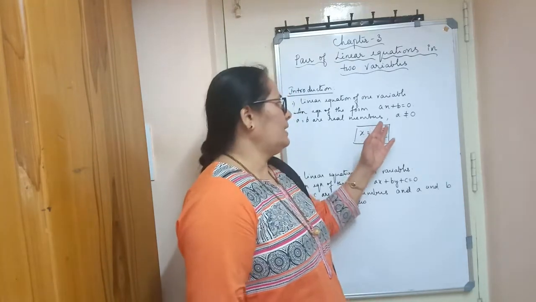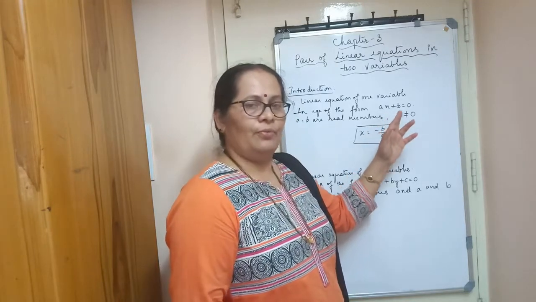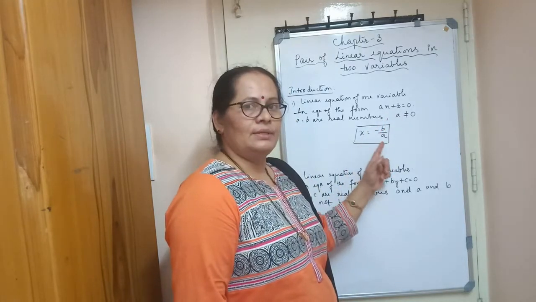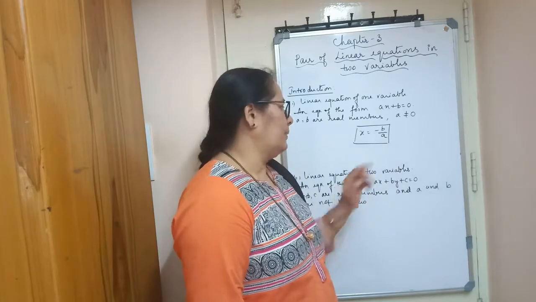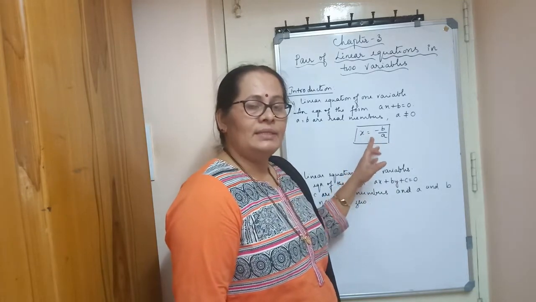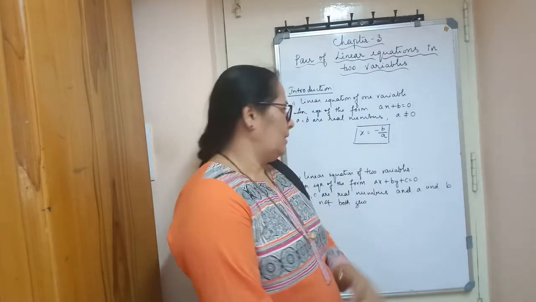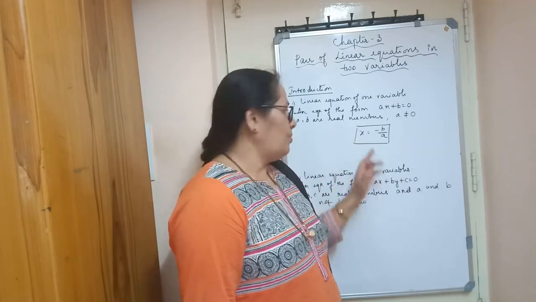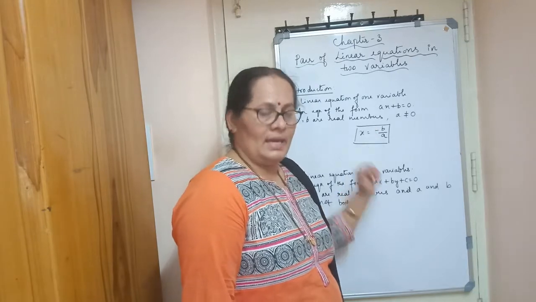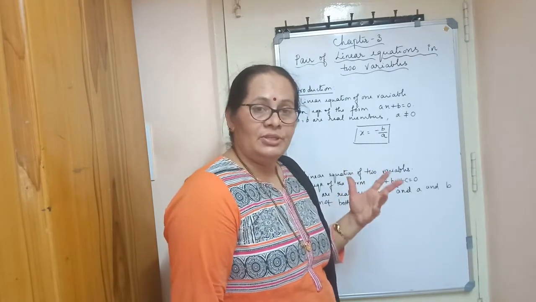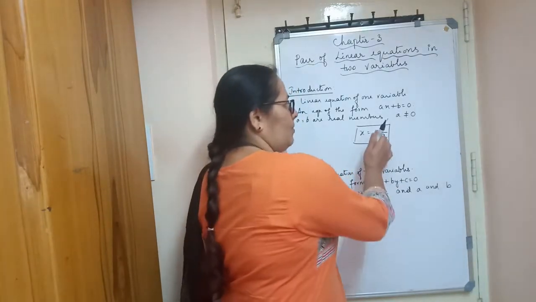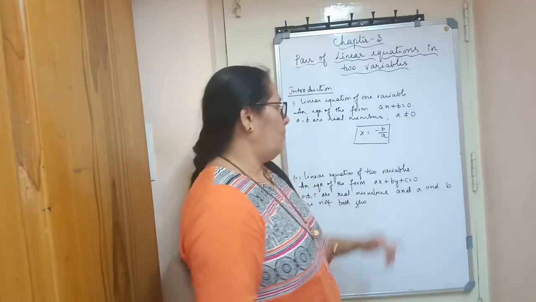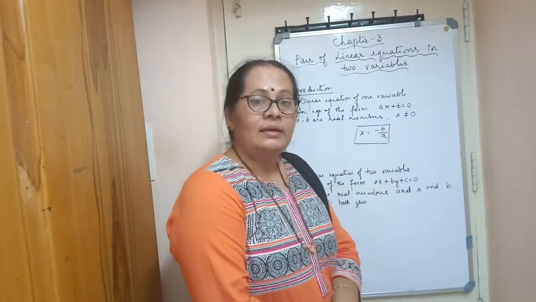The solution of the linear equation of one variable is x equals minus b by a, where b and a are real numbers.